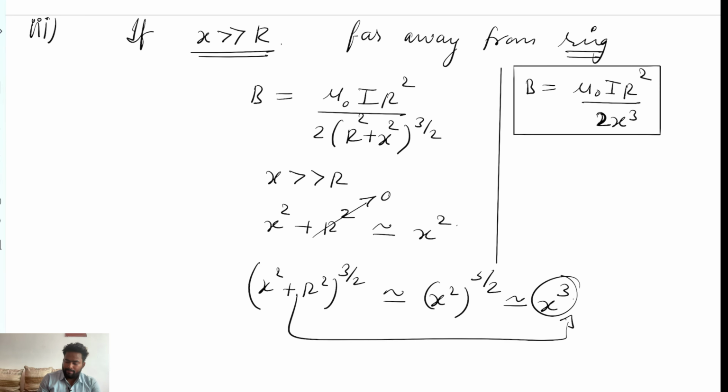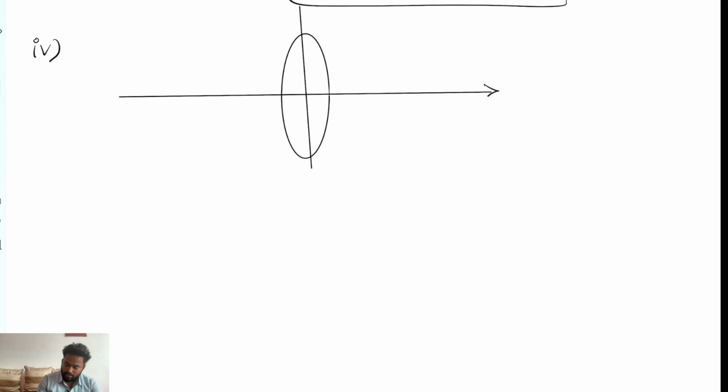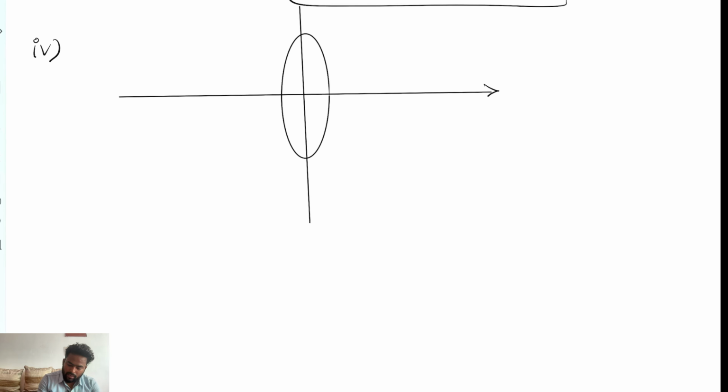Fourth point. The fourth point is, if you talk about the diagram, if you talk about the graph, how the graph will vary for magnetic field strength with center. At the center the magnetic field will be maximum, that is mu naught I by 2R, and as you move away it will decrease. So at the center the field is maximum, and as you move away it will decrease.